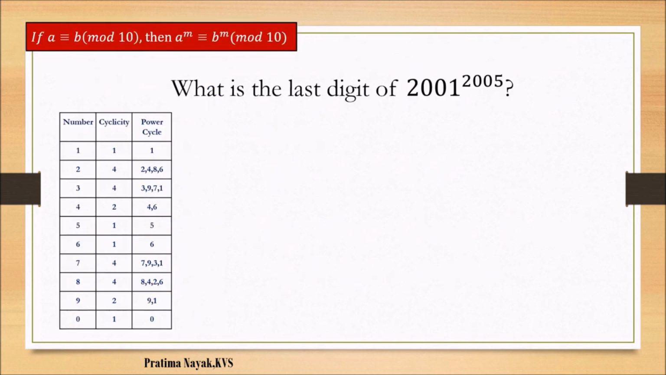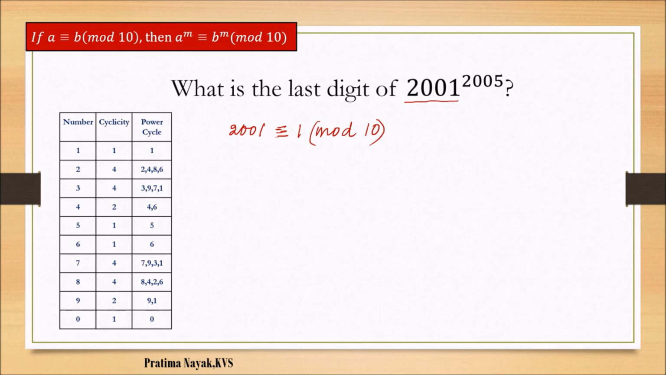So this is a sample problem. What is the last digit of 2001 raised to the power 2005? 2001, the unit place digit is 1. It is understood. That means 2001 is congruent to 1 modulo 10. That means this is the least residue. Using least residue, I am making the number smaller. This is the magic of number theory or your congruences. We can make the calculation smaller.